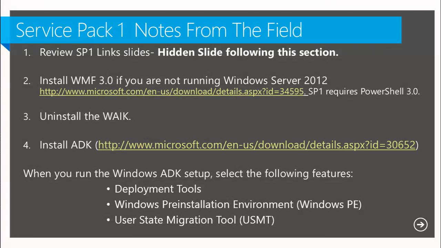So here are some notes that we use in the field when we're talking with customers about what you should do to prepare for SP1. If you don't have Windows Server 2012, then you need to install Microsoft .NET Framework 3.0 because it provides PowerShell support for 3.0. You've got to uninstall the WAIK, and so on. Install the ADK, Application Development Kit. And when you do install that, here are the 3 items that you need to select.